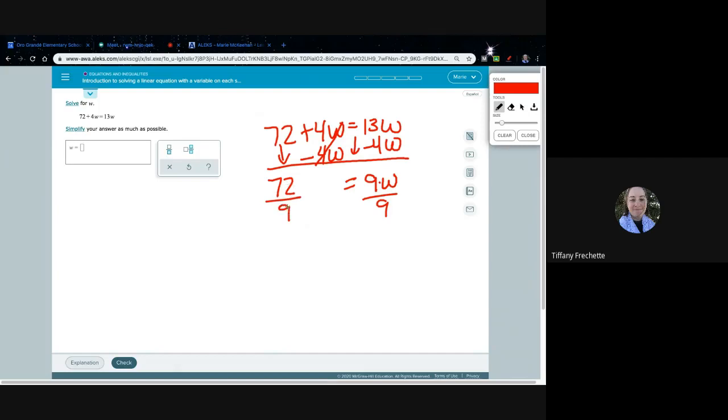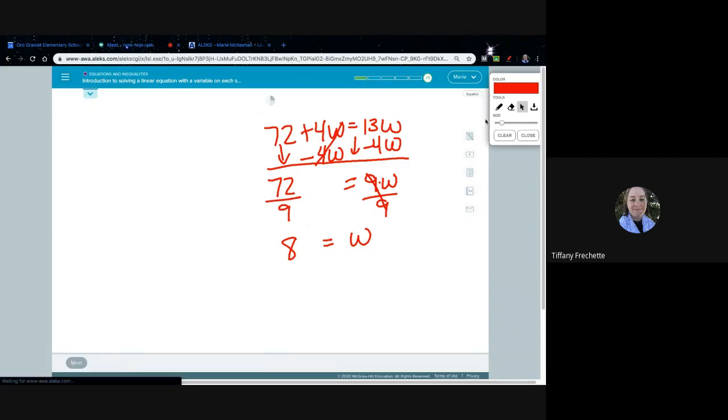All right, so our last step here is to undo multiplication. So 72 divided by 9 is 8 equals 9 divided by 9 is 1. Any number divided by itself becomes 1. And we have w. All right. And it doesn't matter that we're typing in the answer w equals 8 because it means the same thing as 8 equals w. So it's okay to swap it around like that.